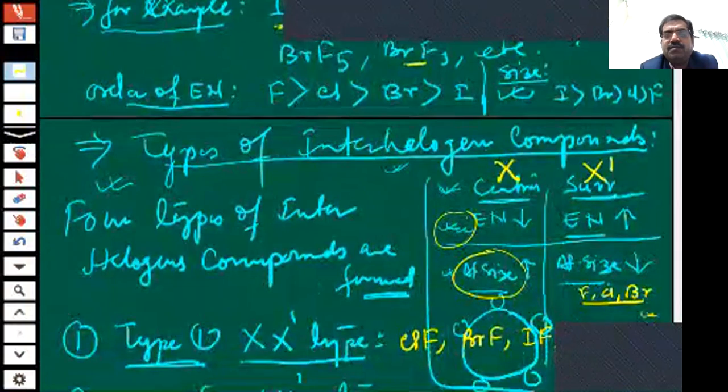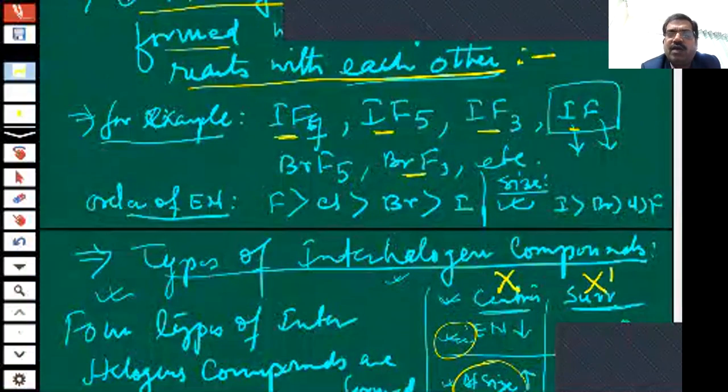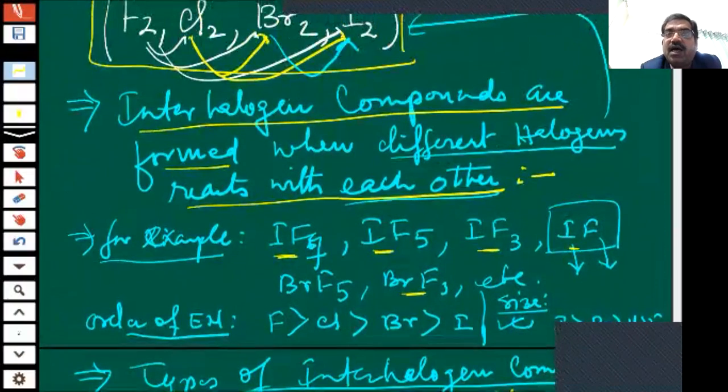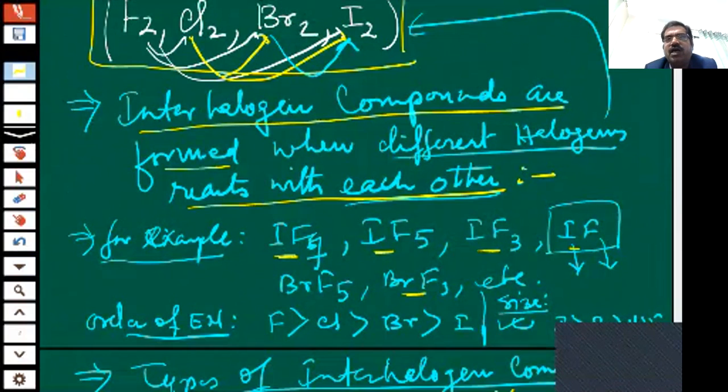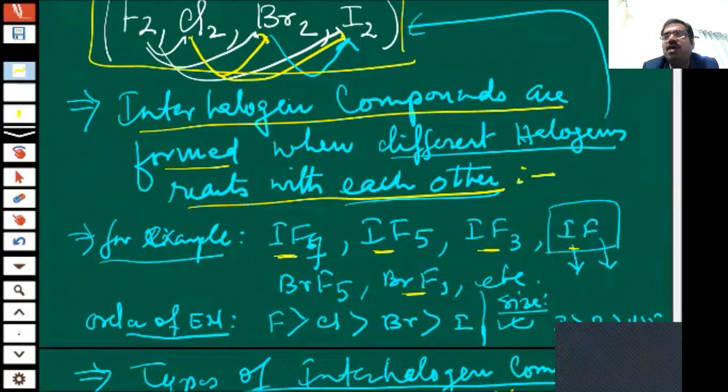The central atom is also a halogen and the surrounding atoms are also halogens. That's why they are known as interhalogen compounds. Inter means among halogens only. We don't require any other group. The combination has been done among the same group, group 17: fluorine, chlorine, bromine and iodine. That's why these compounds are known as interhalogen compounds.